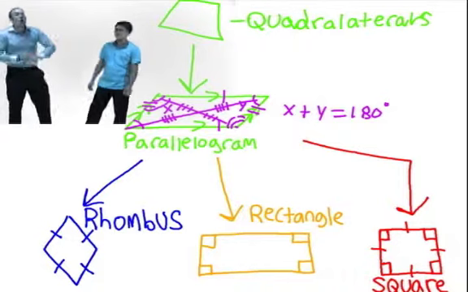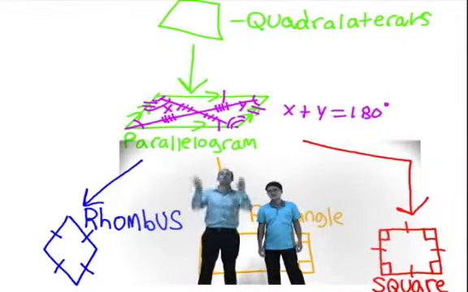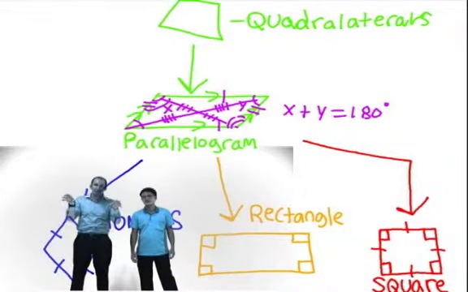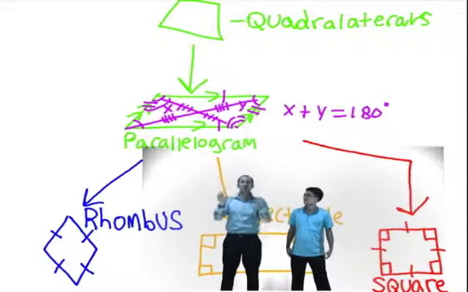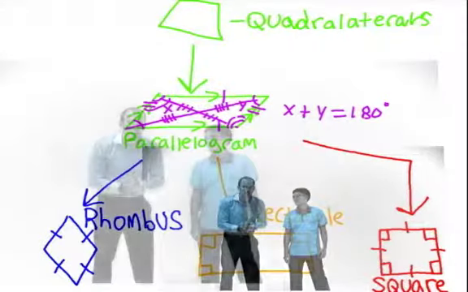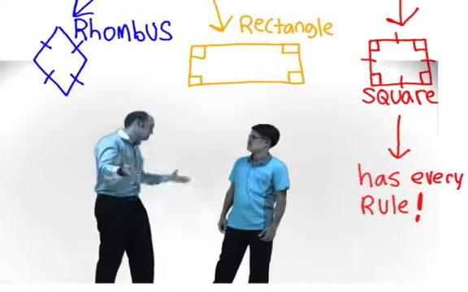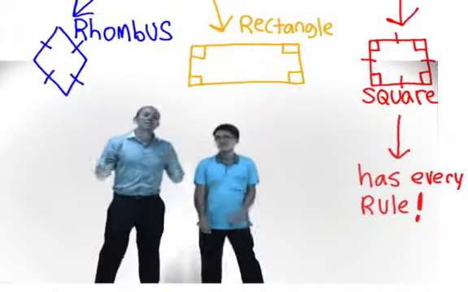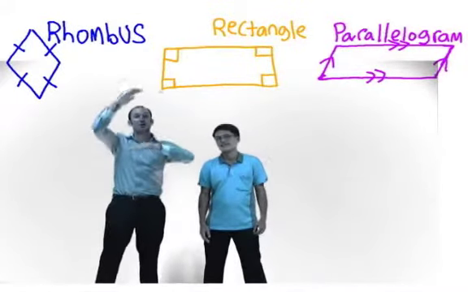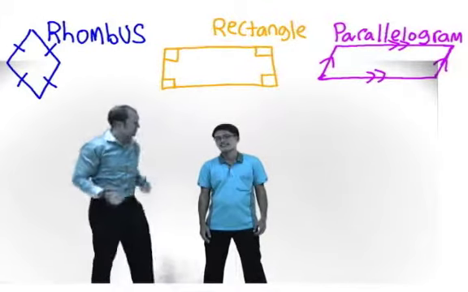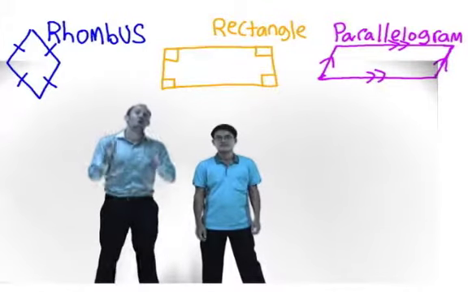Now, a rhombus is going to have four sides that are the same. A rectangle has corners with 90 degrees. And a square has all of the rules, really. You have 90 degrees and all four sides are the same. Now, because a square has all of the rules, let's just forget about it. So, if we forget about the square, let's add in a parallelogram. A parallelogram has opposite sides that are parallel.